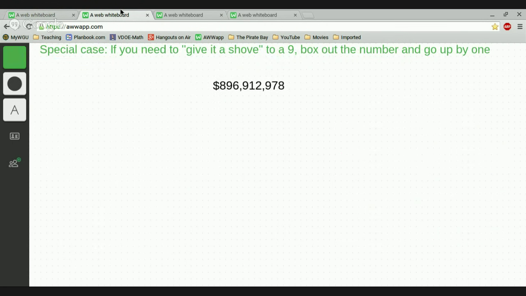Now, before we start walking through examples, I want to talk about a special case. If you need to give it a shove, and you're supposed to be shoving the 9, you need to box out the whole number and make that whole number go by 1.